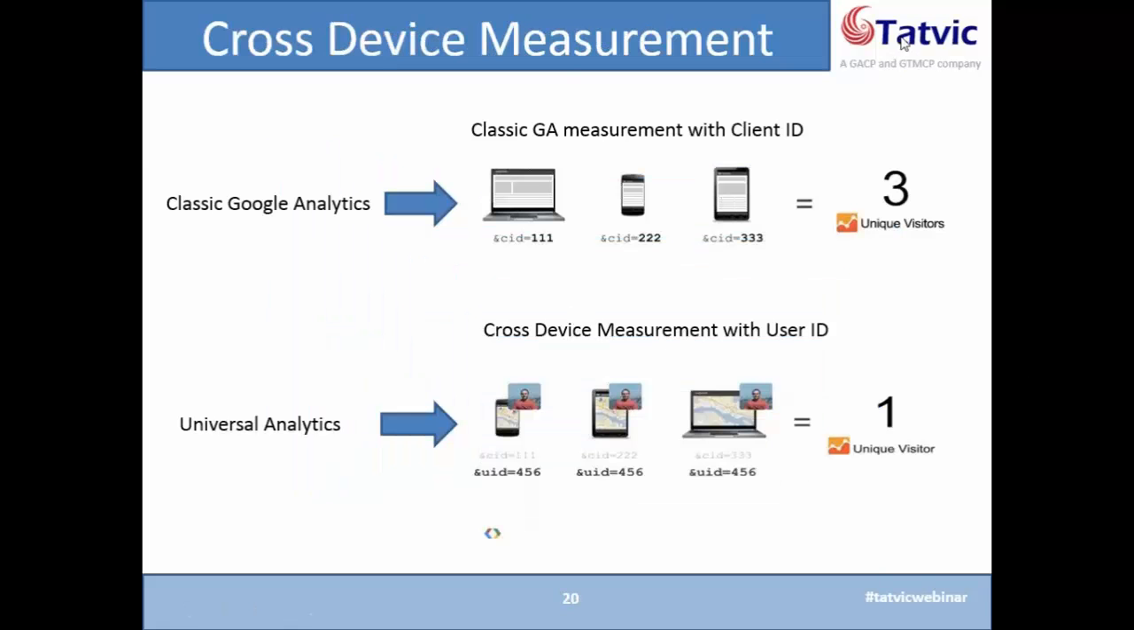So I was explaining that if a visitor goes from one device to another device to a tablet, earlier in classic Google Analytics they were counted as 3 different unique visitors or users, and with this cross-device measurement, they can be counted as one unique visitor or one user in general. This is also very important to know which device drives research or which device drives conversion.